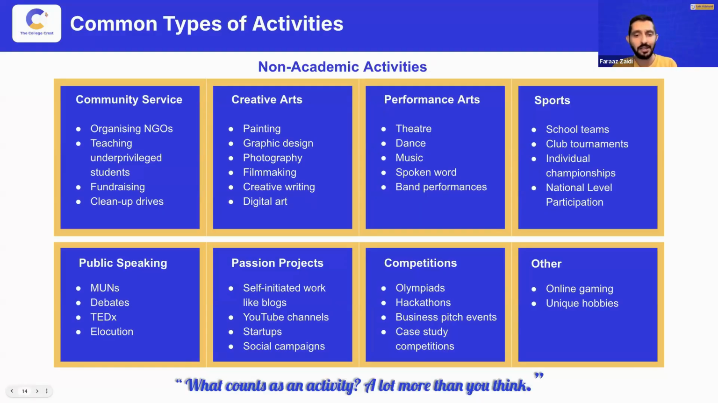Now, moving on to the second row of activities, public speaking. Think of activities such as Model United Nations. Think of debates. TEDx talks are really good. Elocutions are also on that same stage. So these show leadership, articulation, and persuasion skills, a valuable thing both in humanities and STEM, and in today's working world.